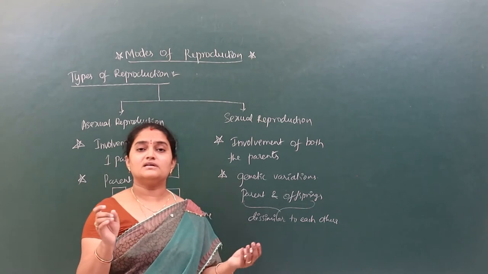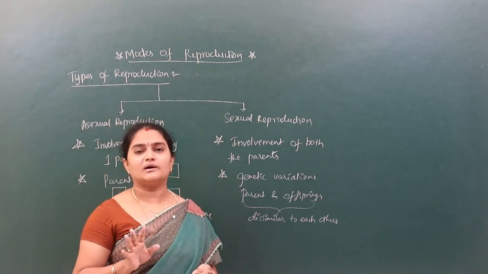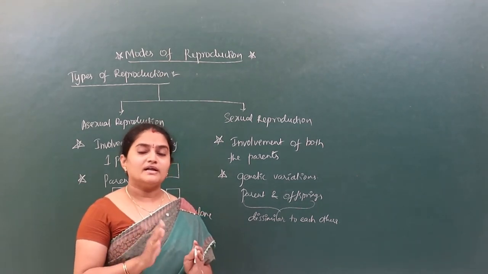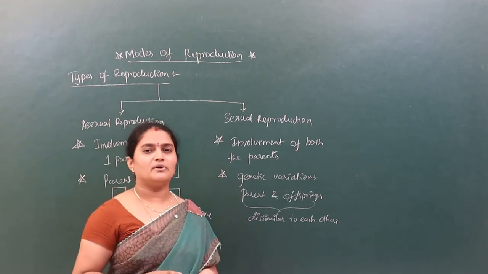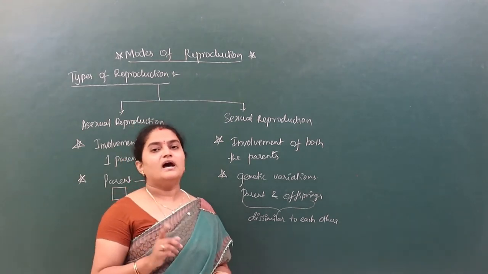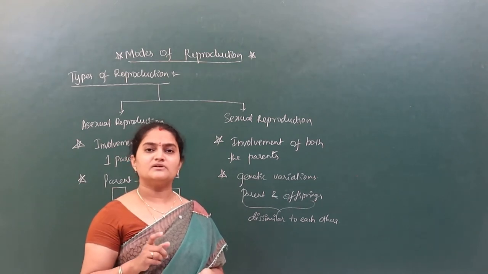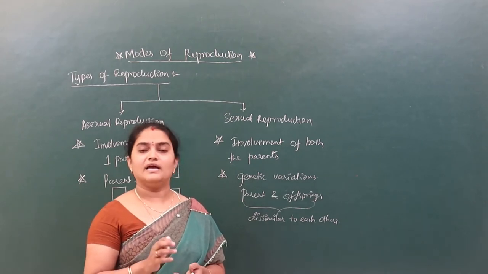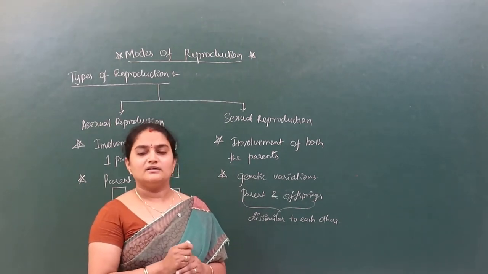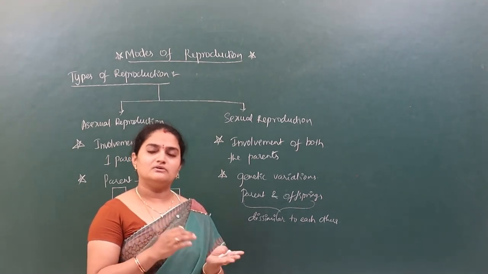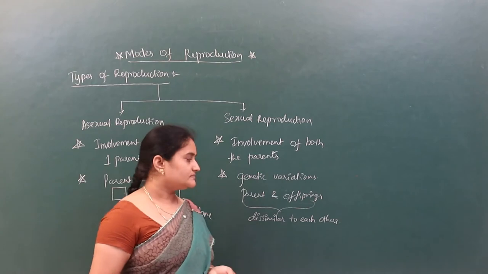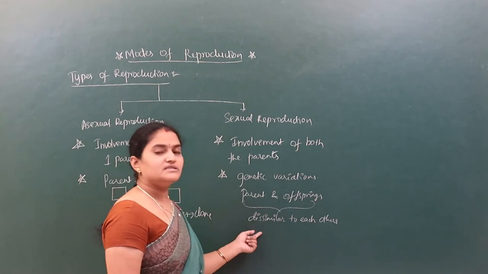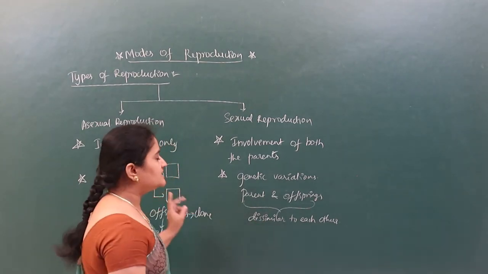There is a chance they may get the same morphological appearance, but the same characters should not come, if there is crossing over. We will discuss this in meiosis and mitosis. There is also another chapter called principles of inheritance and variation that you are going to deal with in your second year class. There you will confirm all the things, and any doubts will be clarified in those sessions. So here genetic variations will be present, and the parent and the offsprings are dissimilar to each other. This is the main difference.